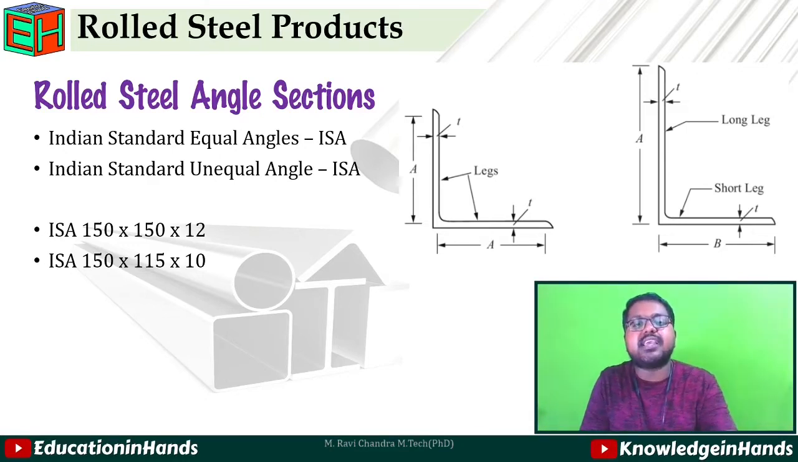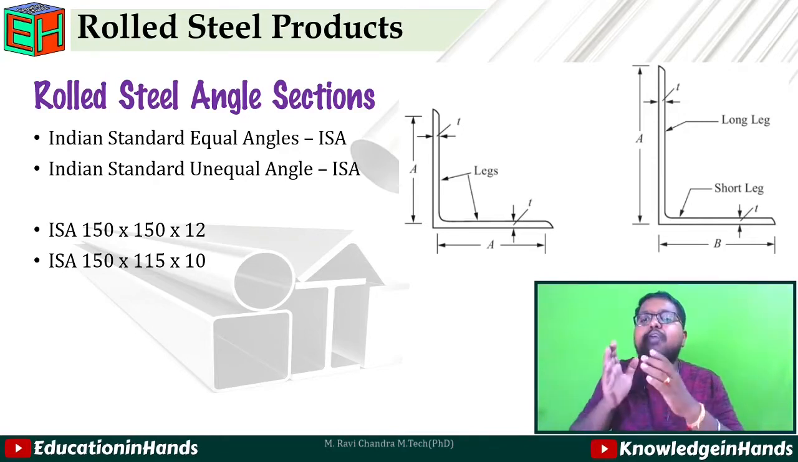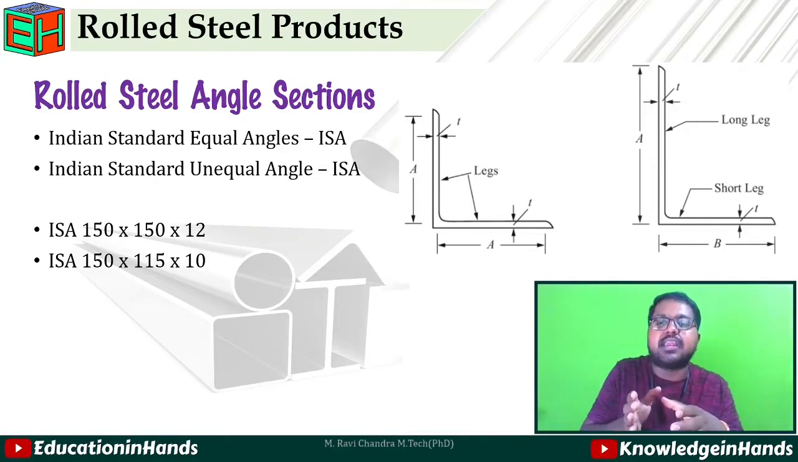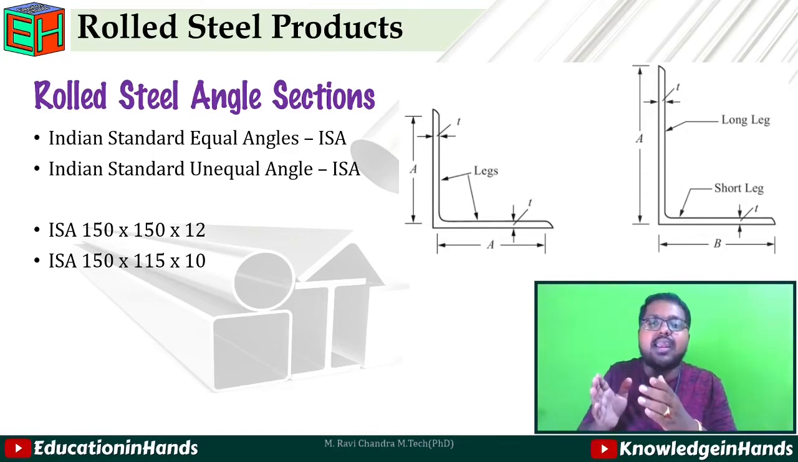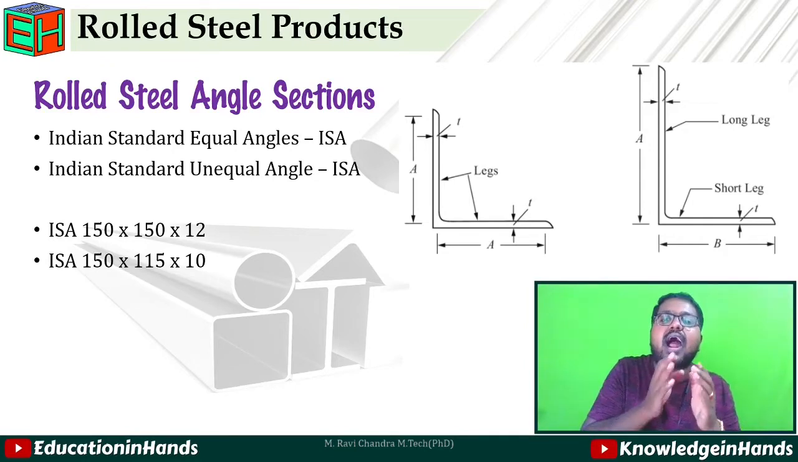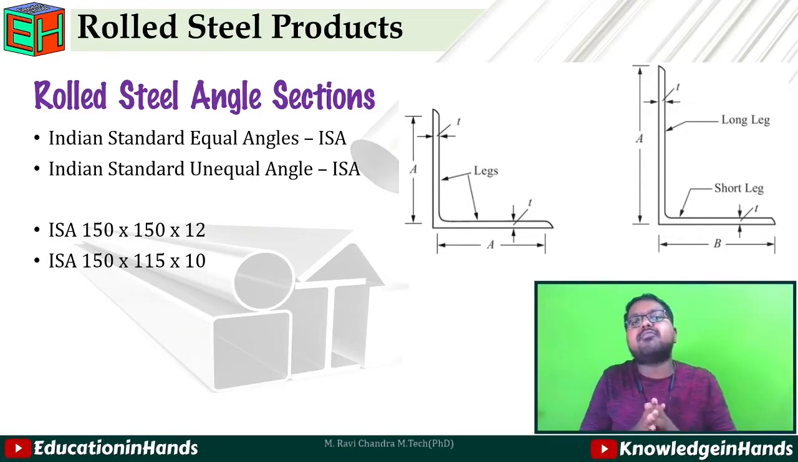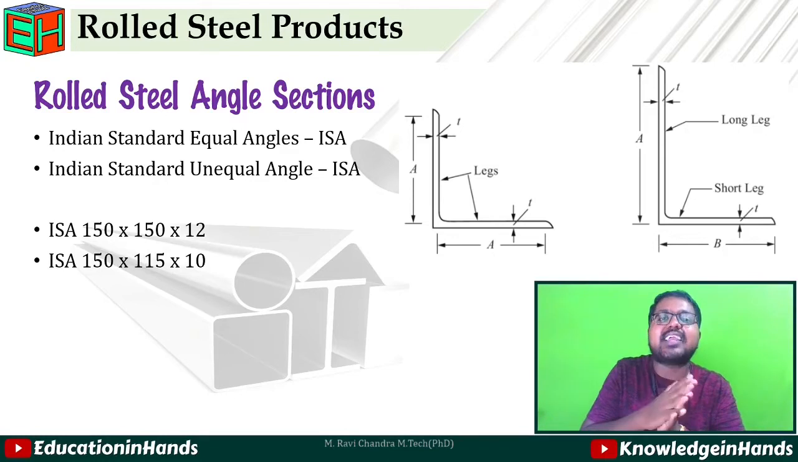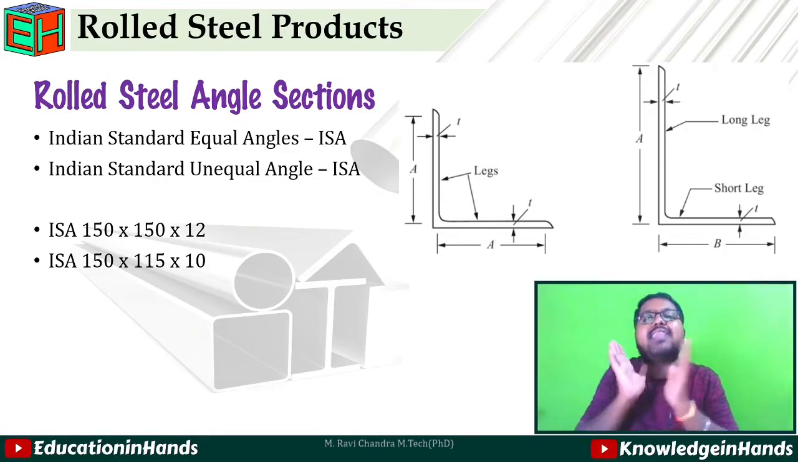So here, if we see, A is the length, and here we are having another A, this is another length, and T is the thickness of the leg. If you see unequal angles, it is designated like this: ISA 150 by 115 into 10, means 150 is one leg, the longer leg, 115 is the shorter leg, and 10 is the thickness. Here we need to note one thing: the thickness is common in both the legs.